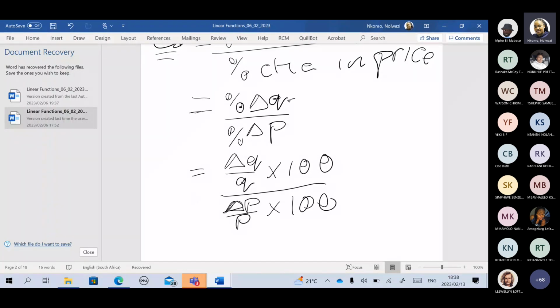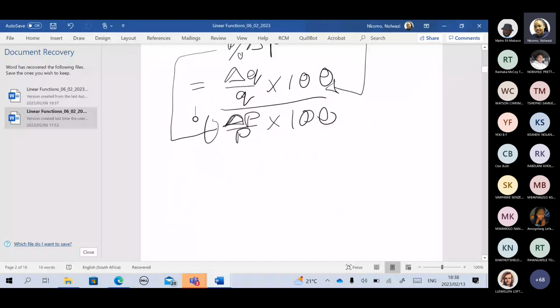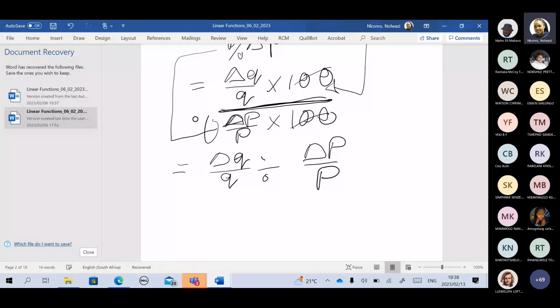So instead of writing it like this, you can just simply write this. And also here, you can just write it like this. Again, remember, okay, we have hundreds over hundreds. This can simply cancel out. And if these two cancel out, we'll have the change in demand over demand divided by the change in price over price, right?